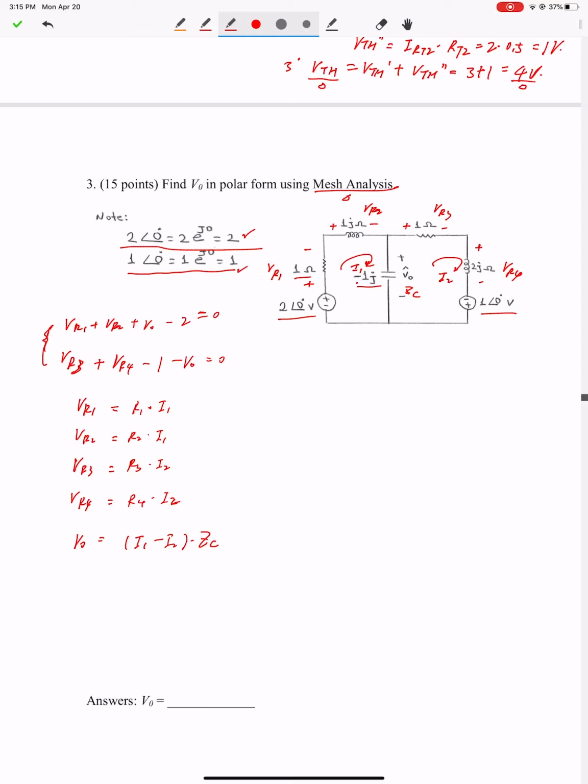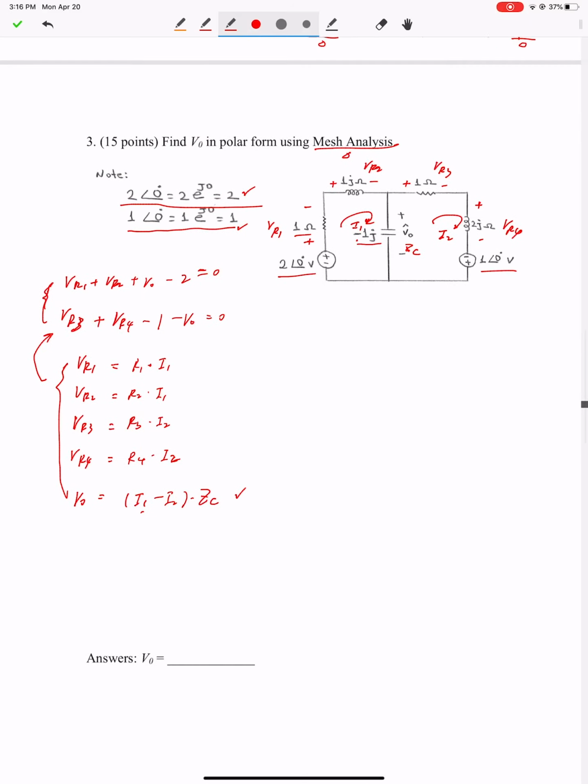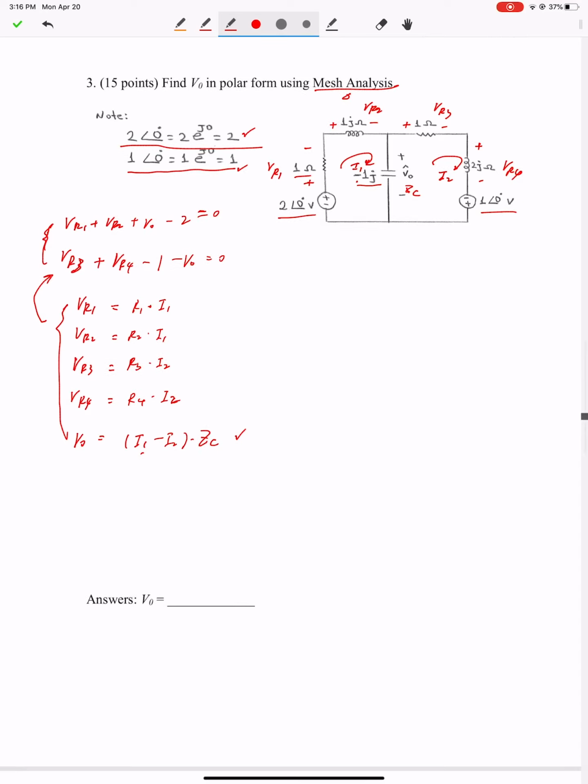And why is it I1 minus I2? Because the polarity of V naught is positive on the top side, negative on the bottom side, right? So the current flowing from top to bottom is in the same direction as I1, and the opposite direction of I2. Okay, and then we just need to plug these 5 variables back into the 2 KVL equations, and we can solve for the values of I1 and I2. After we have I1 and I2, we can use this equation to find the value of V naught. Okay, so that's problem number 3.